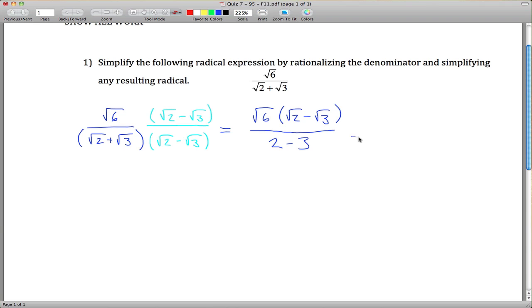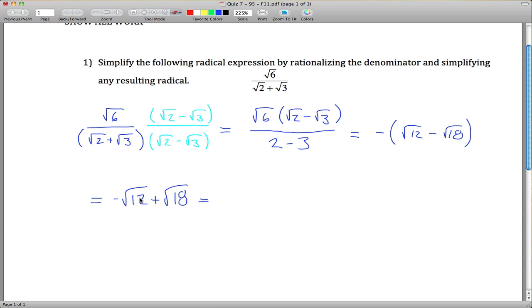And we could still simplify this. We'll end up with negative 1 on the bottom, which we can just bring the negative sign out in front. And then root 6 times root 2 is root 12. And root 6 times root 3 is root 18. We can even simplify that further. First of all, we can get rid of this negative sign by distributing it through to make it negative root 12 plus root 18.